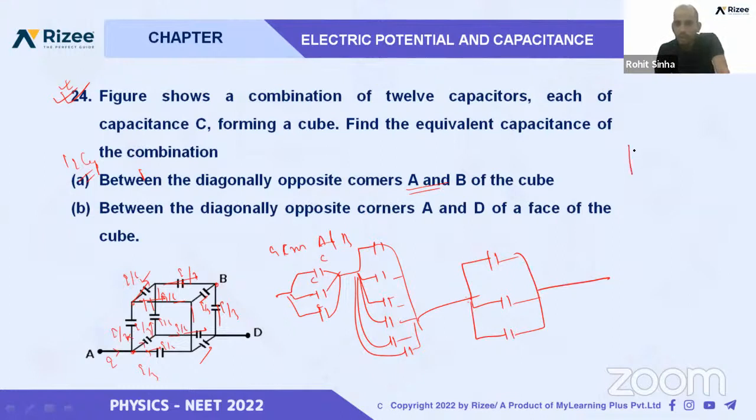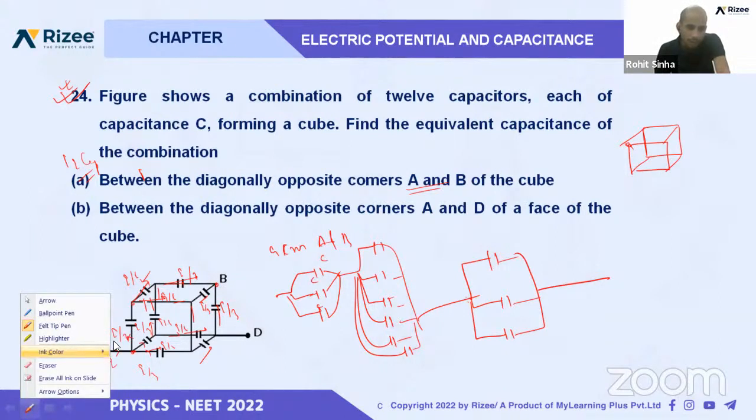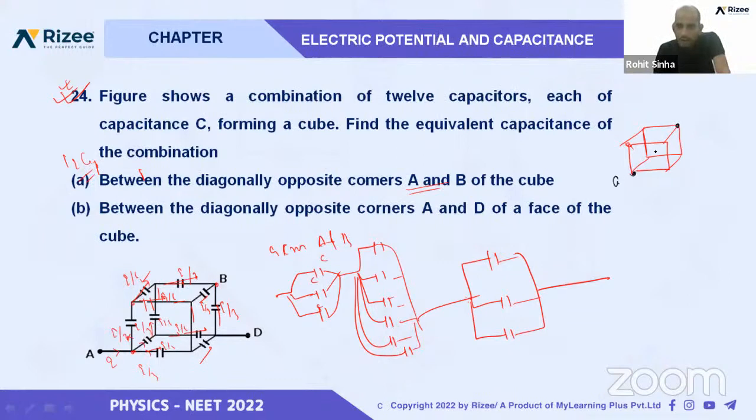Remember one thing, one trick I give you, one short note point. For any cube having capacitors, remember: between horizontally opposite corners, suppose we have A and D, the capacitance across A and D is always equal to 6C by 5.